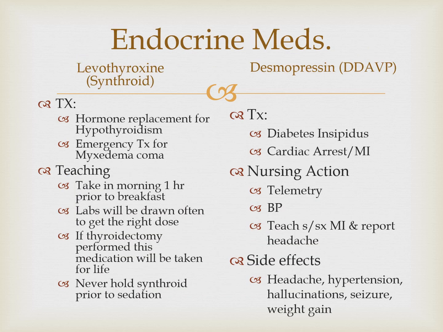So some more endocrine medications, Synthroid and desmopressin. So with Synthroid, mainly you're going to be asked about teaching, right? Synthroid is used to treat hypothyroidism. So you'll also hear people talk about myxedema or Hashimoto's. Those are a more severe form of hypothyroidism.